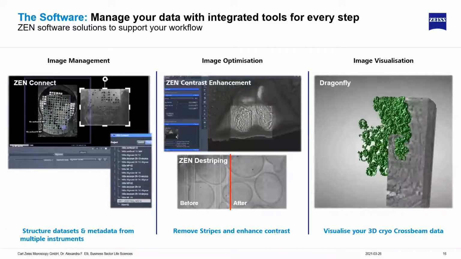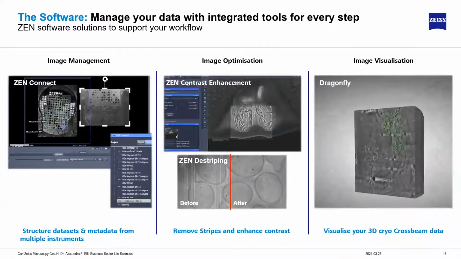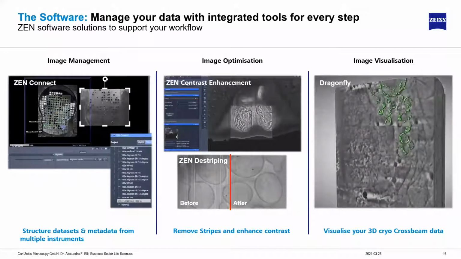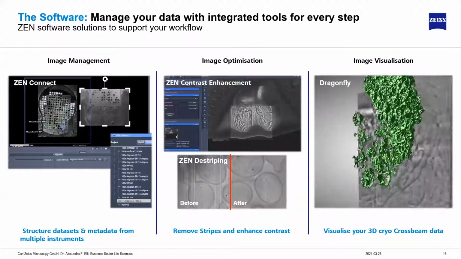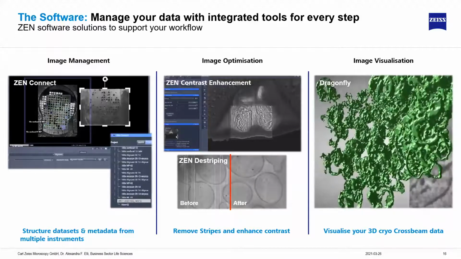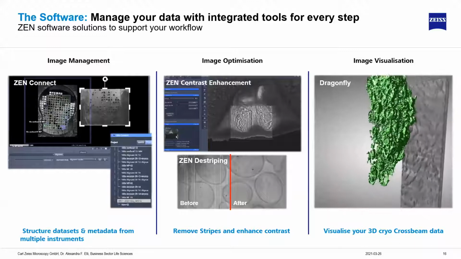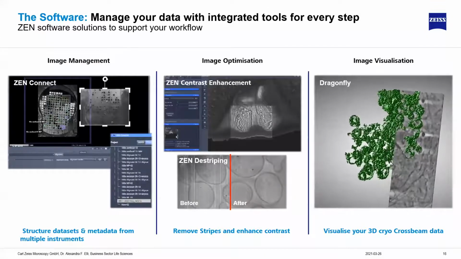Image visualization is another key part of the workflow, and FIB data in particular can generate large datasets that some software packages struggle with. The ZEN 3D software module has been optimized to manage huge datasets with ease, and as such, visualization of 3D crossbeam data is very straightforward and convenient.